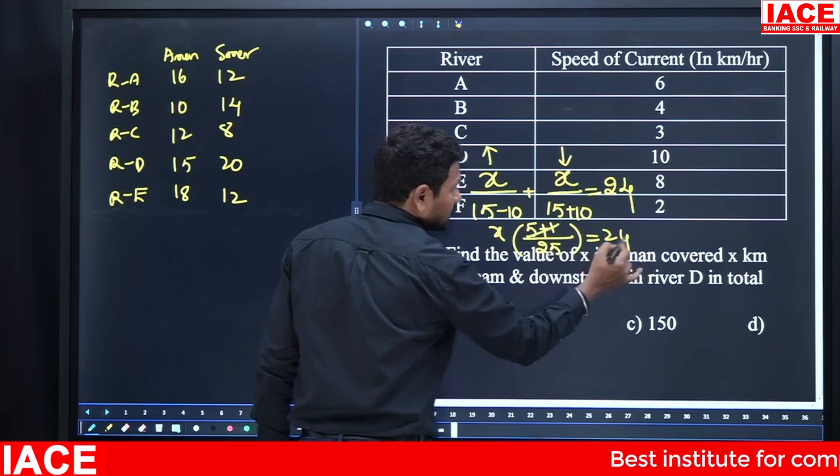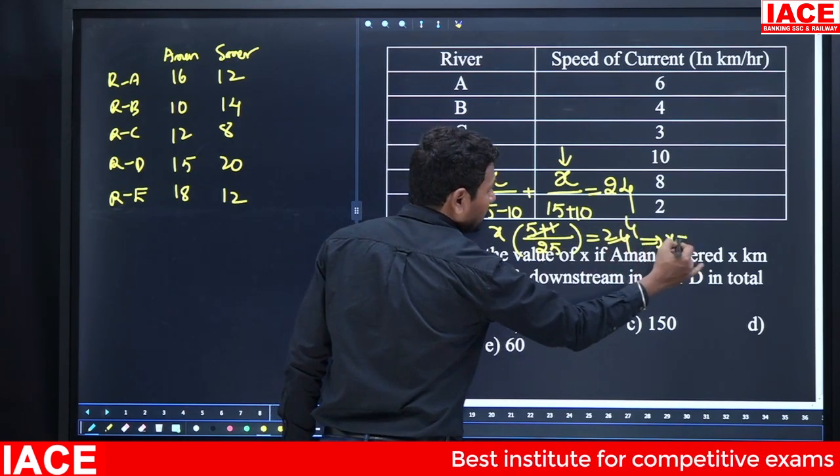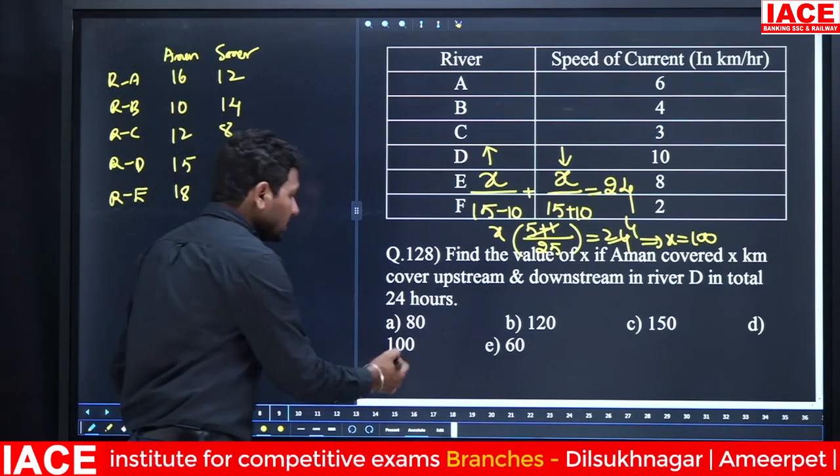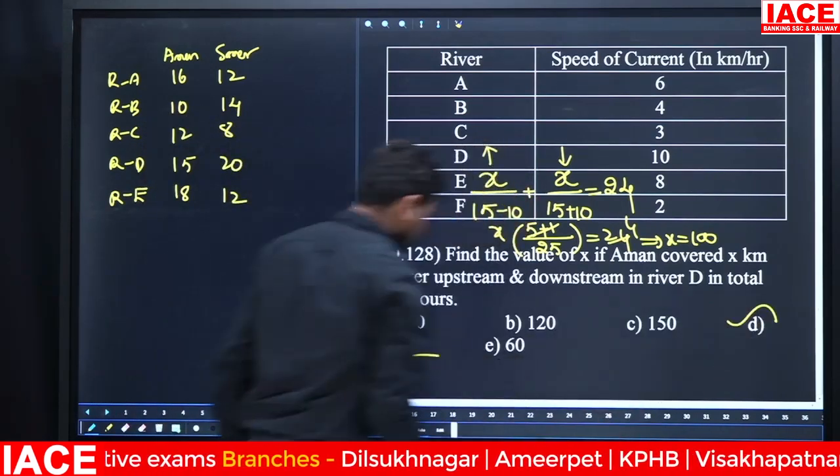5 plus 1 is 6, 6 4s are 24. Then x is equal to how many kilometers covered? 100 kilometers is covered. Then option D is correct.